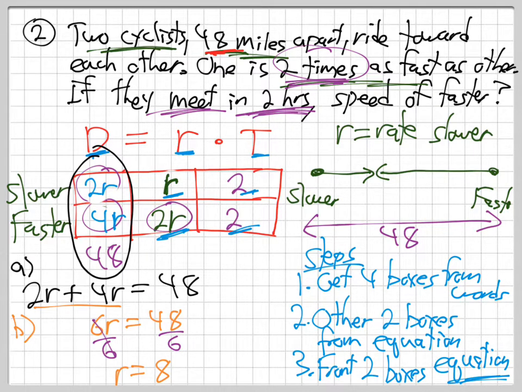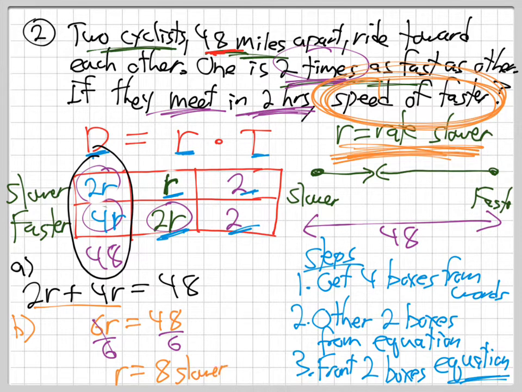What is R again? I mean, I know it's 8, but what is it? The speed of the slower. Yeah, right up here, notice. R is the rate of the slower. Now, is that what they asked me for? No, they want the highest one. Right here, speed of the faster. So this is the speed of the slower. So what's the speed of the faster? 16 miles an hour. Because it's double, right? Because they said 2 times as fast. Does that make sense? A little bit of physics there.